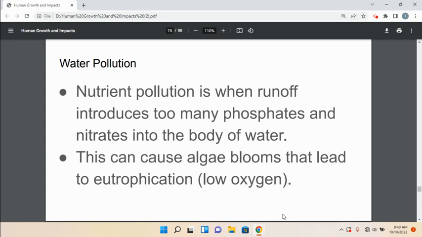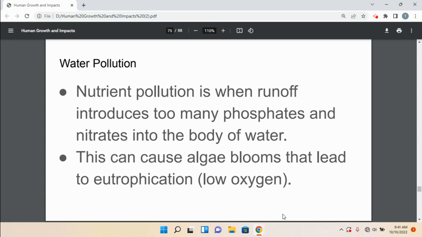There are lots of different types of water pollution. What we're going to do is just go through a bunch of different types, understand where they are and what they do. So, nutrient pollution, we talked about this already when we were doing our nutrient cycles. It's when runoff washes too much phosphate and too much nitrate into a body of water. Phosphates and nitrates are two chemicals that plants and algae need to grow. If you have too much of these in the water, you can get an algae bloom.